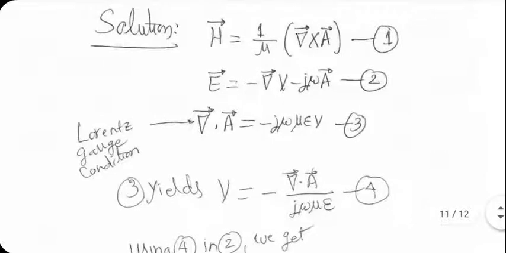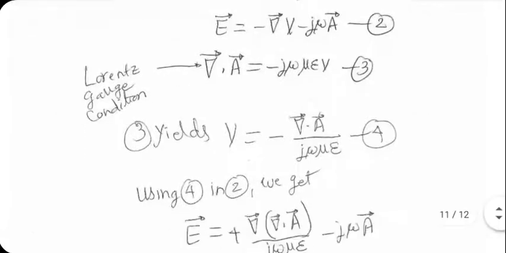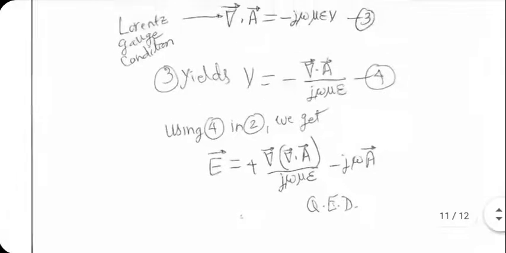So what you do is use the Lorentz-Gauss condition to write equation 4. And then use this 4 in equation 2 to get the result that they want. That's it. Simple proof.